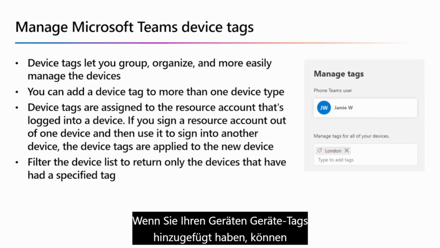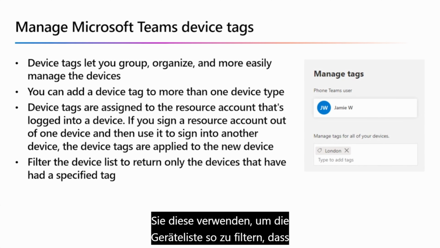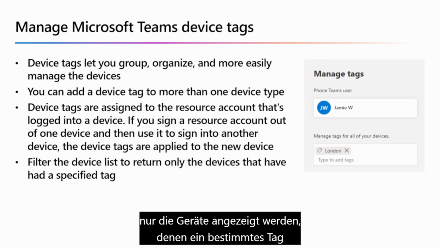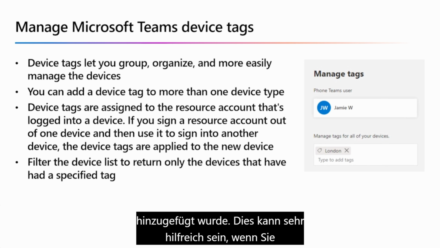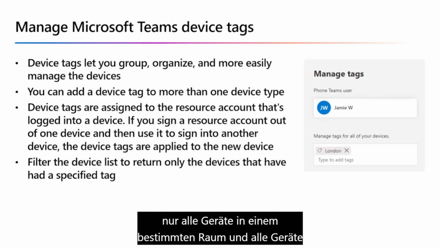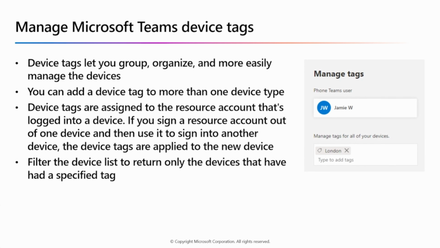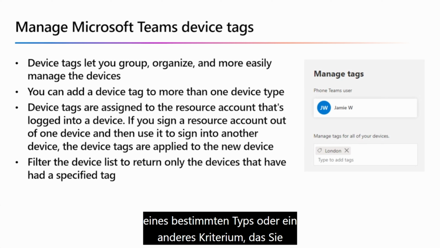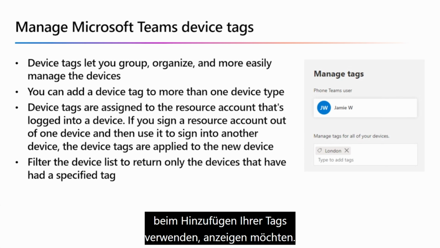If you have added device tags to your devices, you can use them to filter the device list to return only the devices that have had a specific tag added to them. This can be very helpful if you just want to view all the devices in a specific room, all the devices of a certain type, or any other criteria you use when adding your tags.